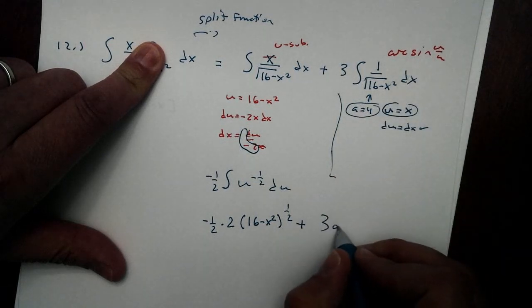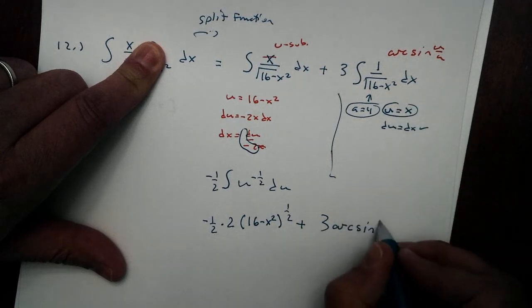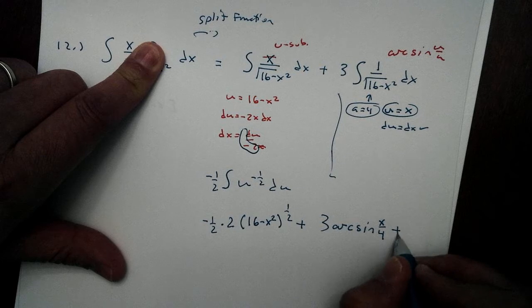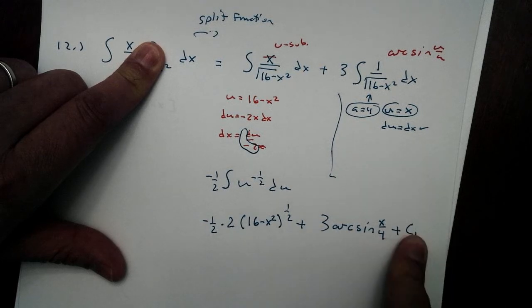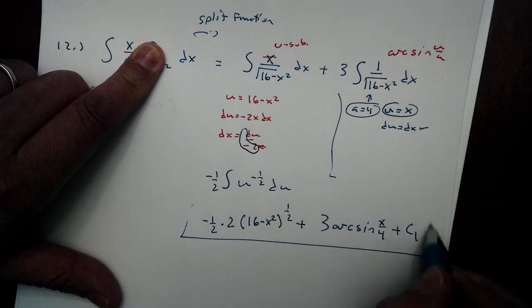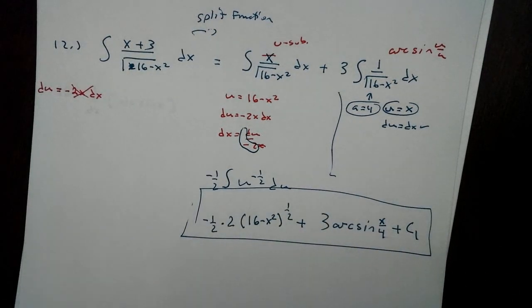So we can write this as 3 arc sine u, which we said is x, over a, which is 4, plus c1. Now at the very end, we're going to enter c1. Of course, you can cancel those 2's if you feel like it, but there is our antiderivative. Very easy to do these. A lot of fun, actually, I think.